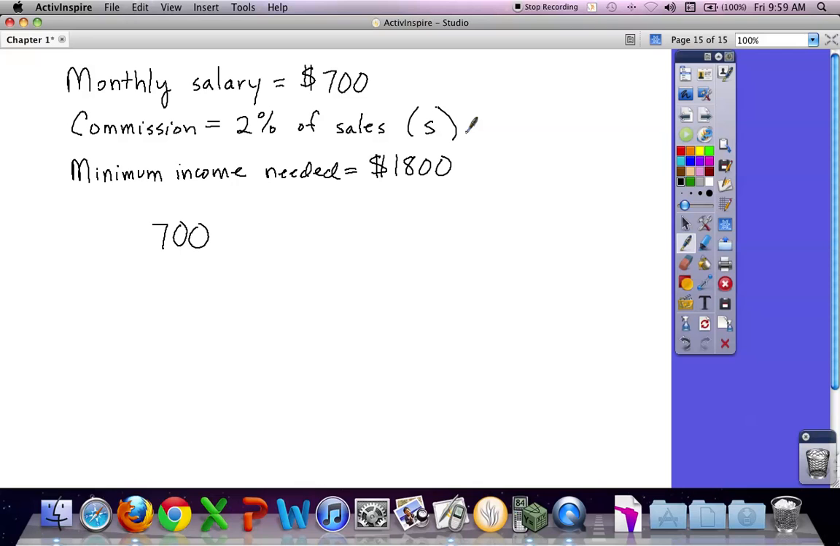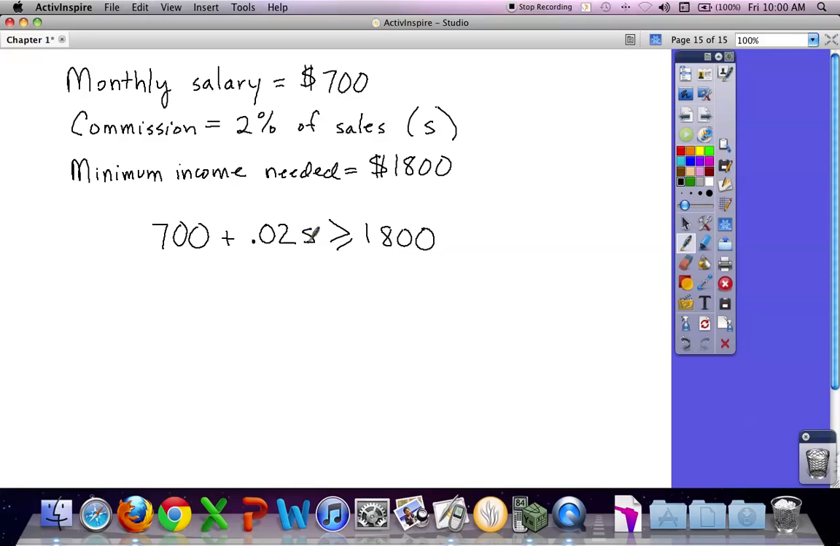Remember, to calculate a percentage of something, you multiply that number by the percent. But you have to multiply in the decimal form. So I need to add 0.02, which is 2% in decimal form, times S. Okay, that represents how much this person makes. And we know that has to be at least $1,800 or else they can't pay their bills. So the question is, how much does this have to be so that they're paying their bills?